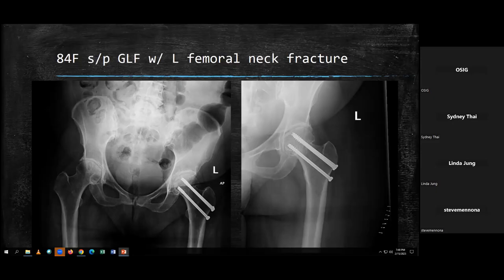Does the operative plan change if the person came with a delayed presentation? For example, I've heard of cases where people don't get looked at for a couple of weeks and they just kind of ignore it, whether it's for insurance reasons or they don't have access to care. Would you still go through with just putting screws in, or would you consider doing something like a total joint replacement at that point?